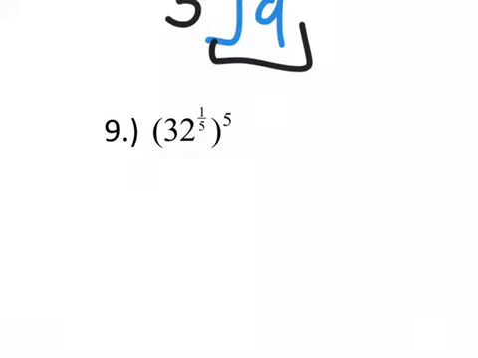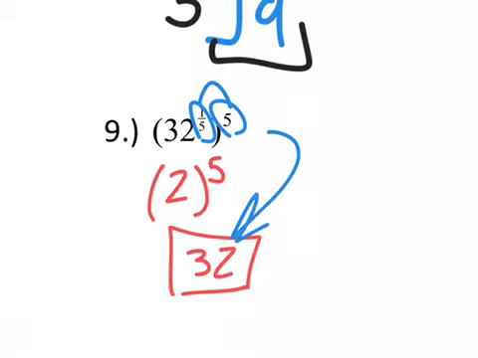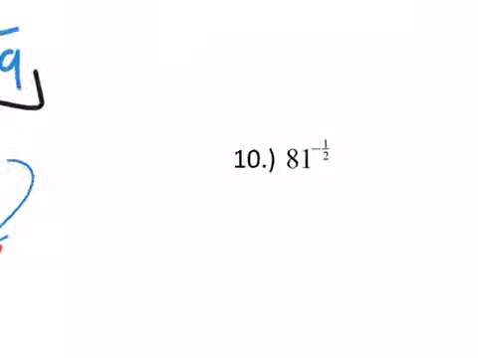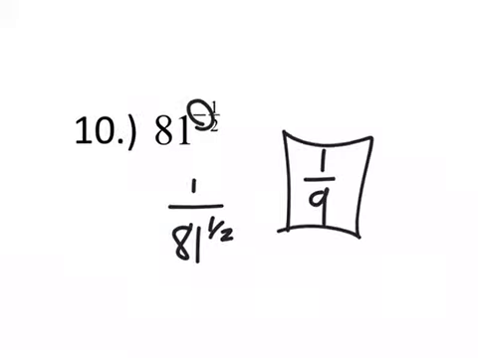Alright, 32 to the 1/5 power. That would be a 2. And then 2 to the 5th power. It's back to a 32. Another way of viewing this would be power to a power. 5 times 1/5 is 1. 32 to the 1st power is 32. 81 to the negative 1/2 power. Now remember, this negative does not impact whether our answer will be positive or negative. It tells us just to take the reciprocal. So we'd have 1 over 81 to the 1/2 power. 81 to the 1/2 power is a 9. So this would be 1 over 9.